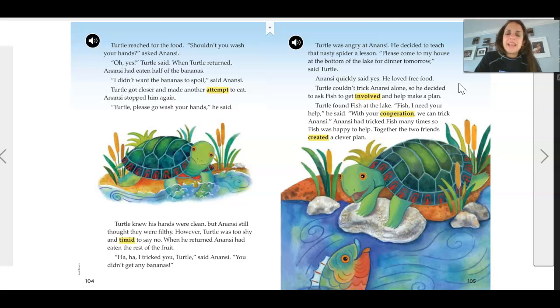Okay, now there's two characters that are going to be making a plan. That connects to our essential question: How does working together solve a problem?